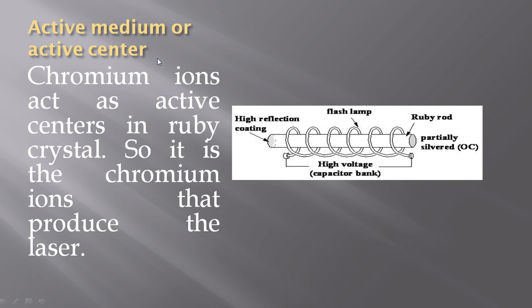Active medium or active center. I have discussed in my previous video lectures about the various components or various parts of a laser. The first part of the laser is the active medium or active center. So chromium ions act as active centers in the ruby crystal. So it is the chromium ions that produce the laser.